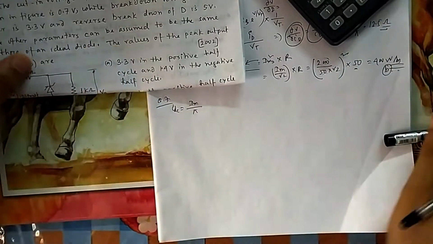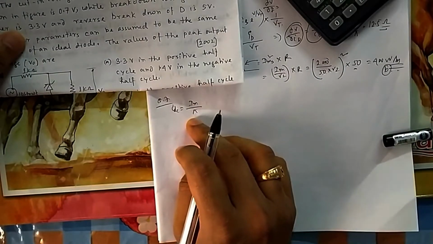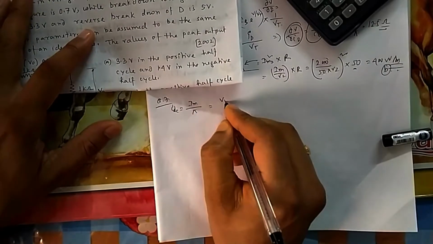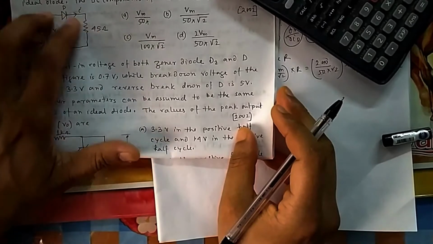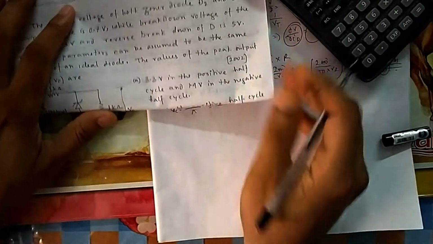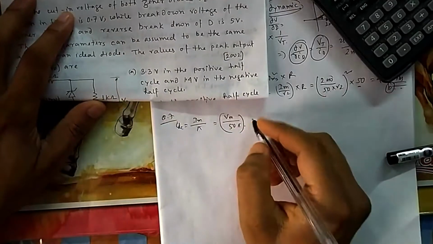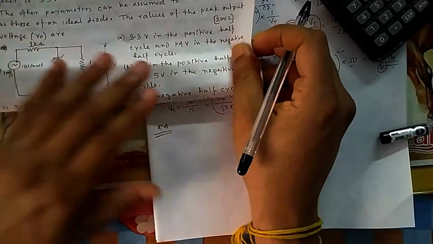These formulas I think you can remember. This is a half wave rectifier. For full wave it is 2 Im by pi. For half wave it is Im by pi only. Im here is Vm by total resistance. Total resistance is 45 here and 5 here, so 45 plus 5, because this diode is also giving 5 ohm. So 50. So it will be Vm by 50 into pi. That is option A.